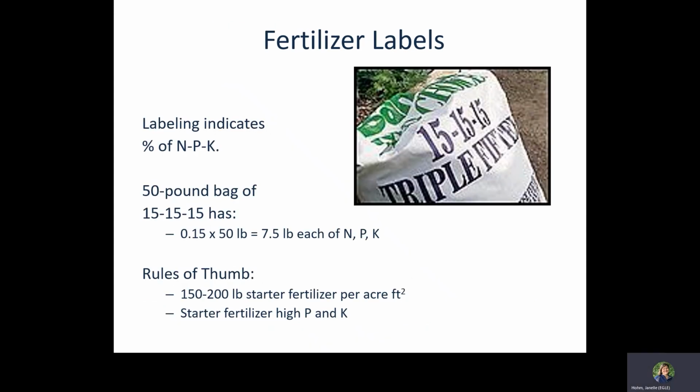Check the label on the fertilizer bag to determine the percentages of nitrogen, phosphorus, and potassium in the product. The first number is the percentage of nitrogen, the middle number is the percentage of phosphorus, and the last number is the percentage of potassium. In order to determine how much phosphorus is in the bag, you would multiply the percent phosphorus, which is 0.15, by the number of pounds of fertilizer in the bag, which is 50 pounds. In this case, there are 7.5 pounds of phosphorus per bag.